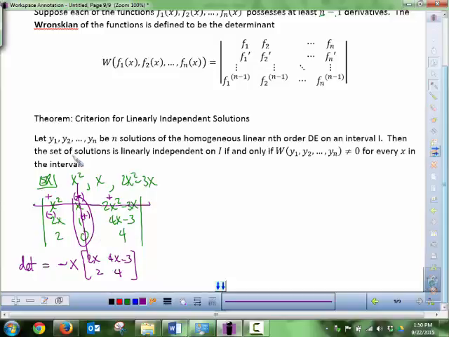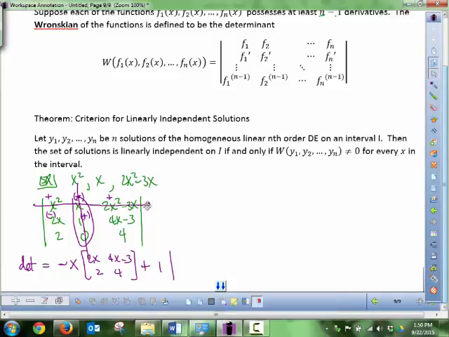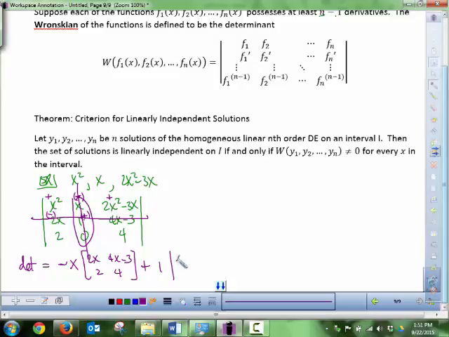Now I'm expanding on the column, so I need to go to the next one. The next one is 1 with a positive, so plus 1. And now I need to expand after crossing out the second row and second column. That would leave me with a submatrix: x squared, 2x squared minus 3x, 2, and then 4.